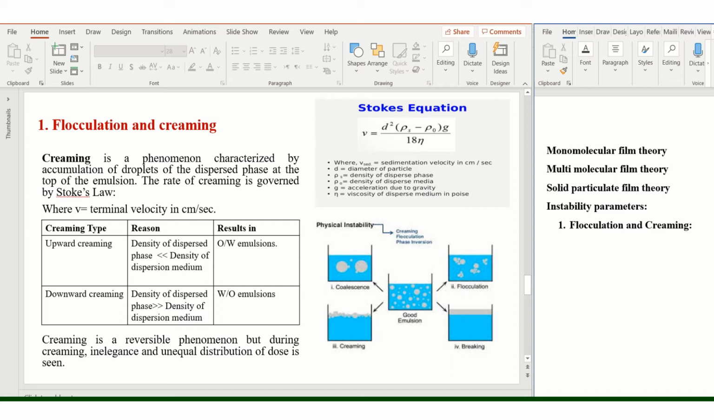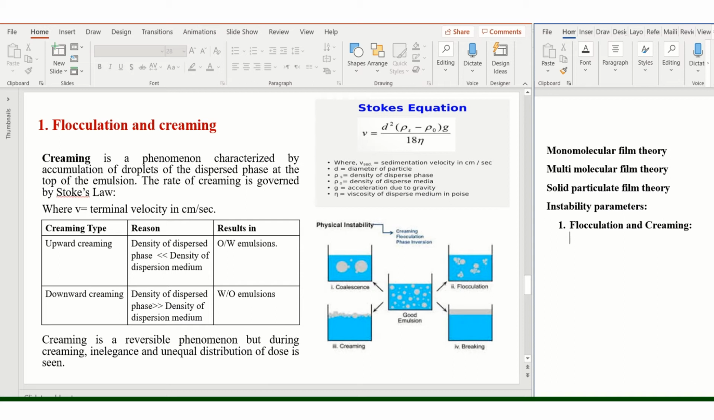Let's see. This rate of creaming is explained by an equation called Stokes equation or Stokes law. Hope you remember the Stokes law. Did you ever hear about this law from your past semester? Hope you remember this one. Stokes equation, in regard to suspension, actually deals with the sedimentation velocity. The same equation is applicable for determining the stability of emulsion also.